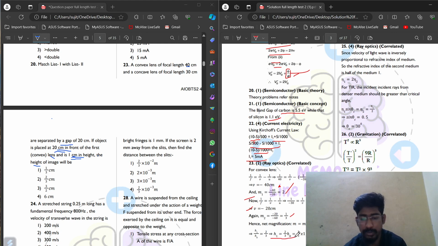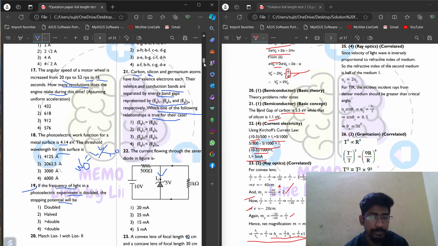Okay, so put the value and you will get the value of the image height h1, where h is the height of the object. So just put the value and you will get h1 equals 2 by 3 centimeters. Okay, question number 24.